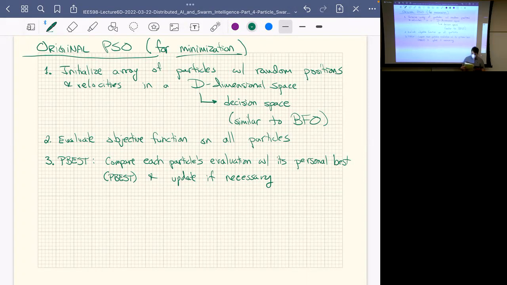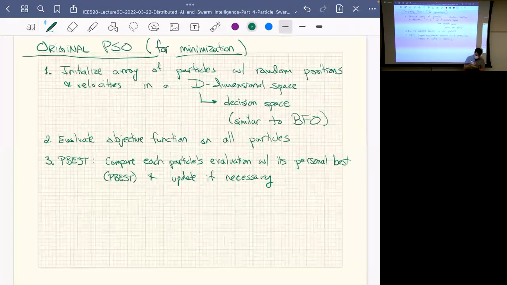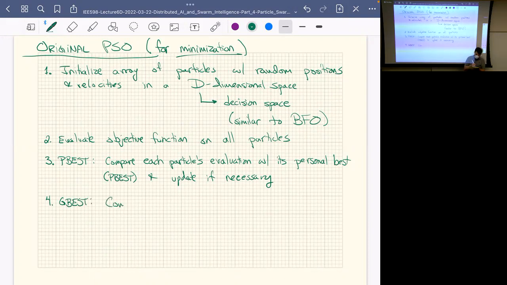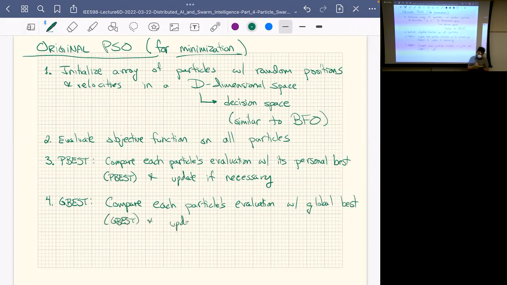And then the fourth step is we do the same sort of thing at the global level. So this is what I'm going to call the GBEST step. And we compare each particle's evaluation with the global best, which is the best among all of them, and update if necessary. So that's another piece of memory: on every particle, we know their personal best and where it was. In the whole system, we know the global best and where it was. I think we know where it was. We'll see, I'm sure I'll write the rule here.